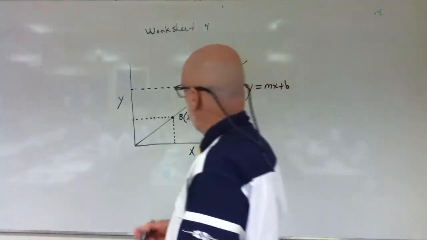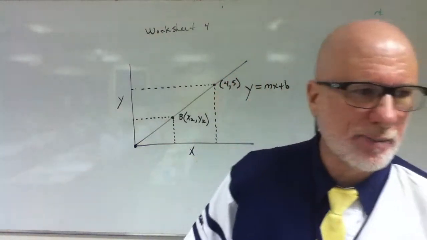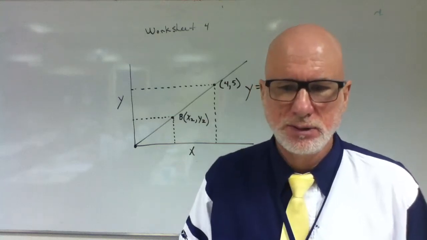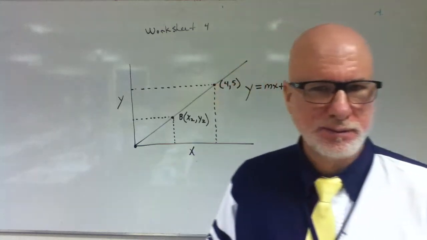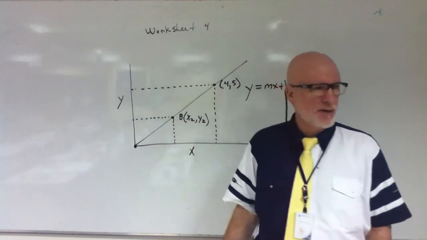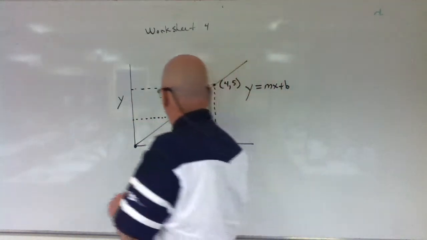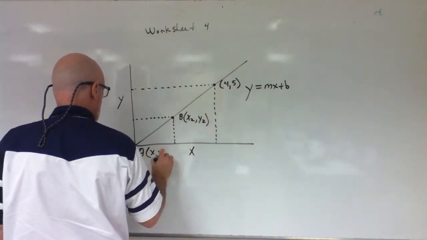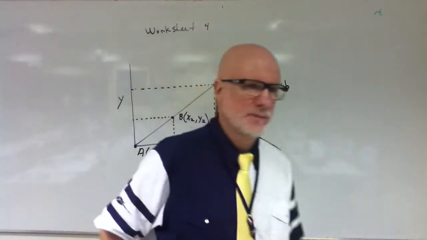What's that point there going to be? Guys, if you can put the other worksheets down, because this is going to be very critical. Now we're getting into serious math. What's this point going to be? 0, 0, right? 0 on the x and 0 on the y. So it'll be point A, x1, y1.